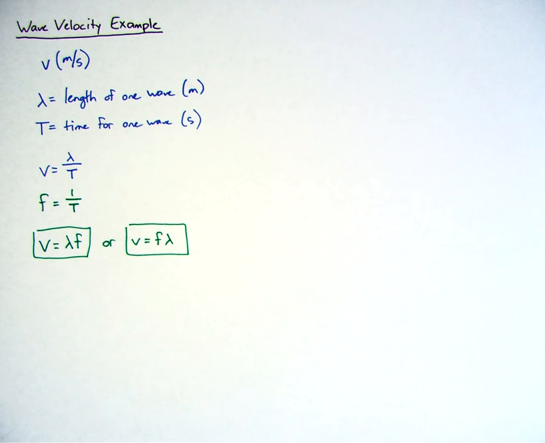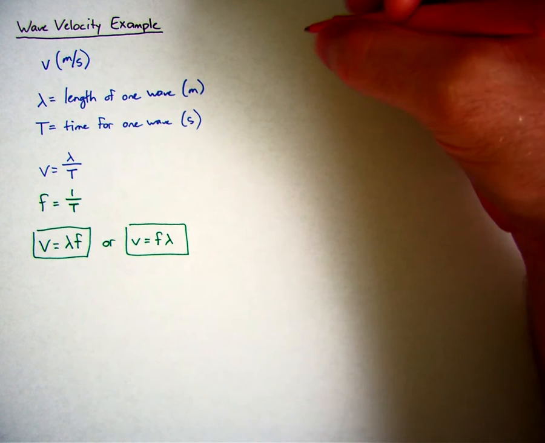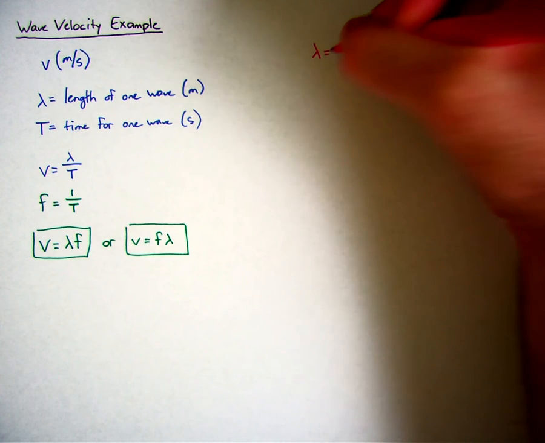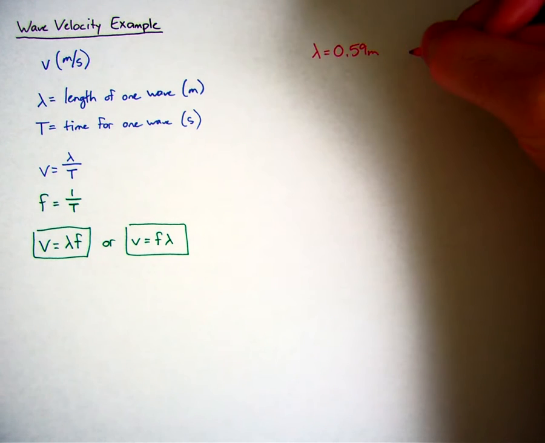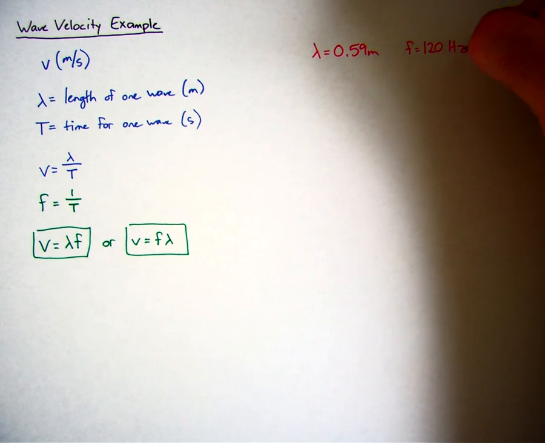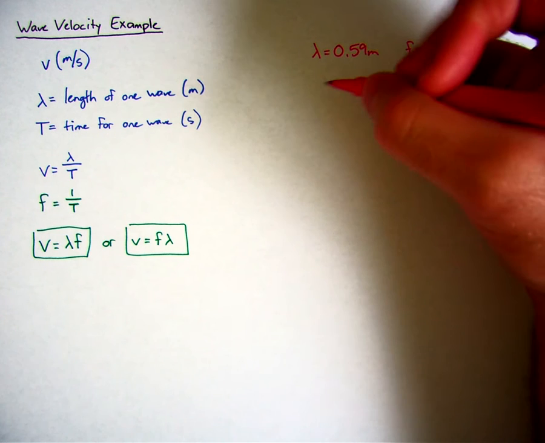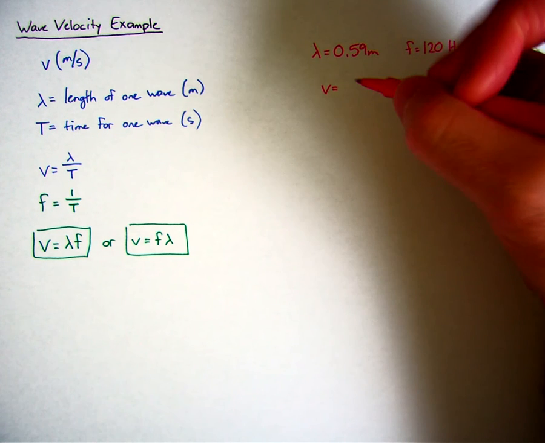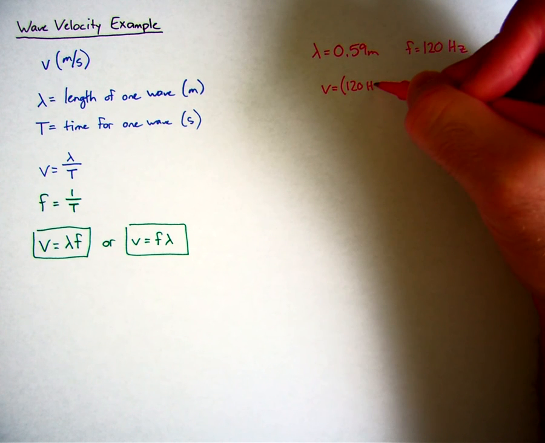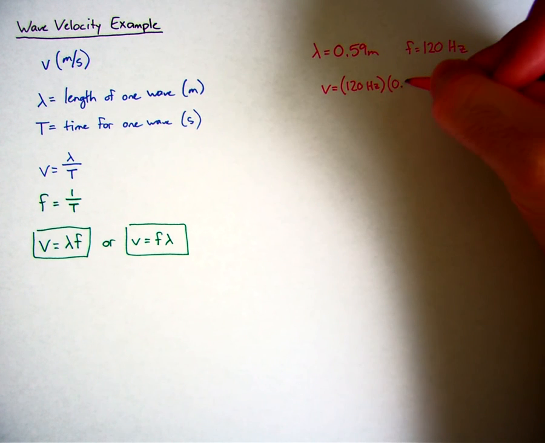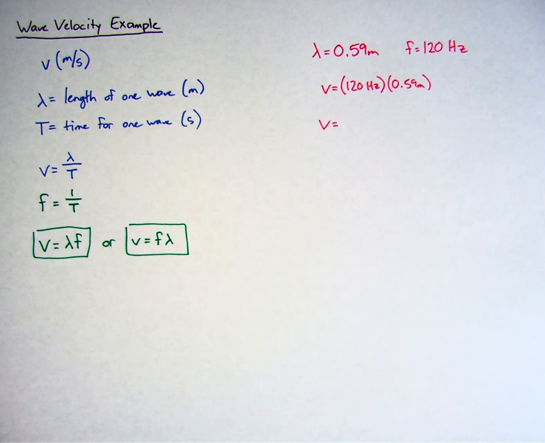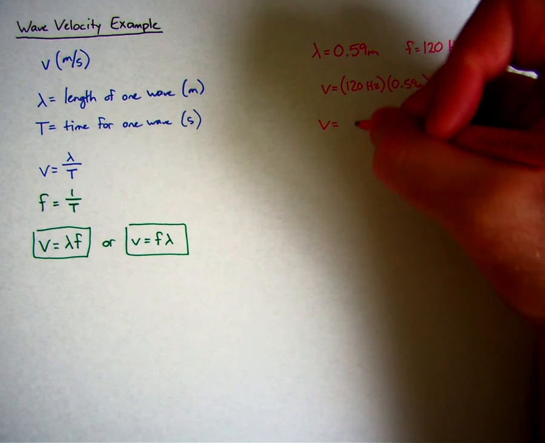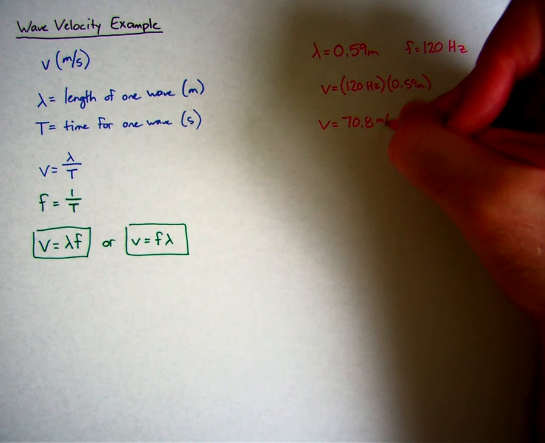So let me give you an example of how to calculate this. Let's say we have here that the wavelength of a particular wave is 0.59 meters. And let's say that the frequency of this is 120 hertz. If we wanted to figure out the velocity of this wave, all we have to do is plug in our values, so 120 hertz times that wavelength, 0.59 meters. And that will give us our wave velocity. So 120 times 0.59 is going to give us 70.8 meters per second.